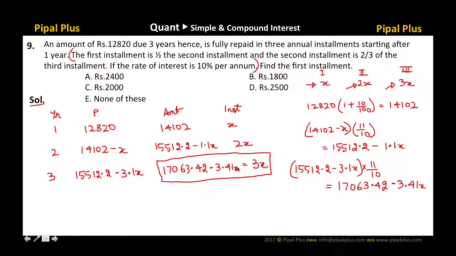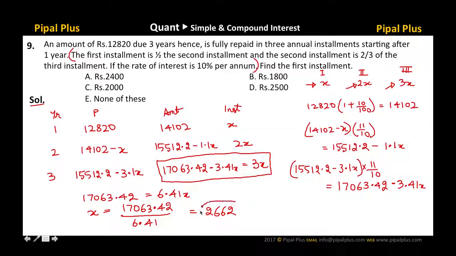So now it's a simple straightforward simplification. We get 17063.42, and taking 3.41x to the right hand side, we get 6.41x. So x equals 17063.42 divided by 6.41. When you simplify, you get x equals 2662 rupees. This 2662 is available in none of these options, so I will mark E as the right option.